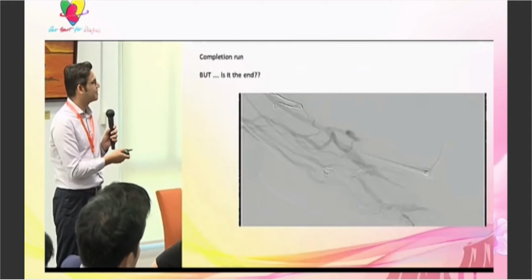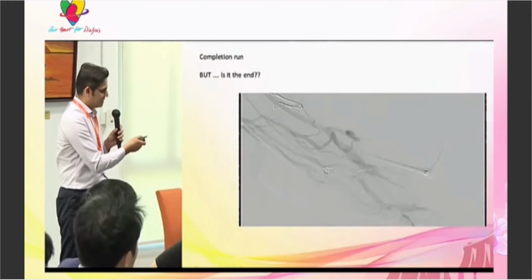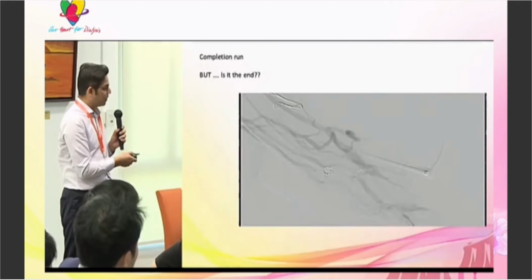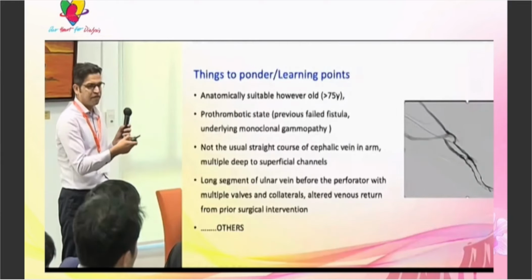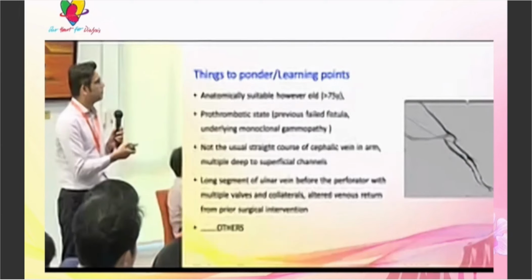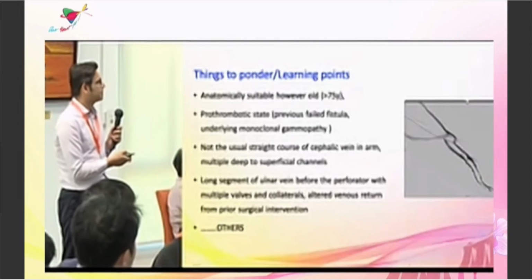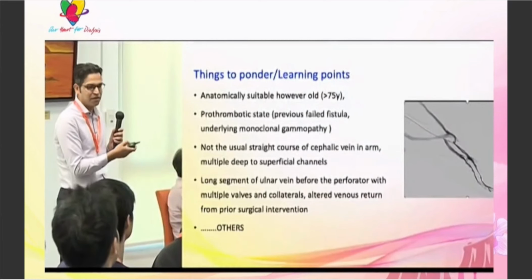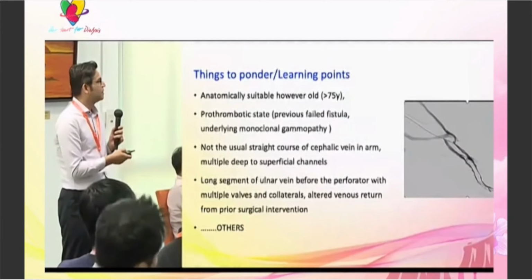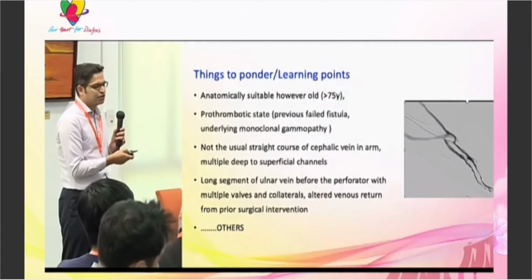I guess we know what it is. So there were a few learning points. I guess we have touched upon some of them during our previous conversations. Firstly, the suitability of the patient. We knew he was somebody who was prothrombotic because of his underlying gammopathy and all that. The cephalic vein did not have a usual straight course.